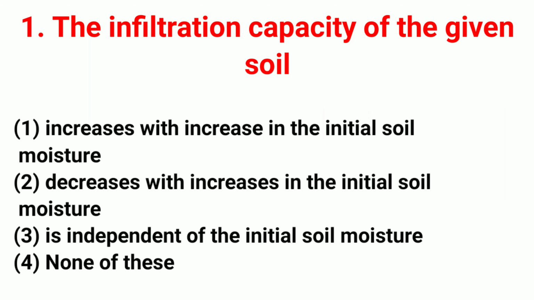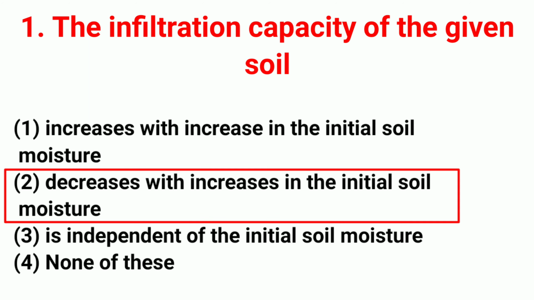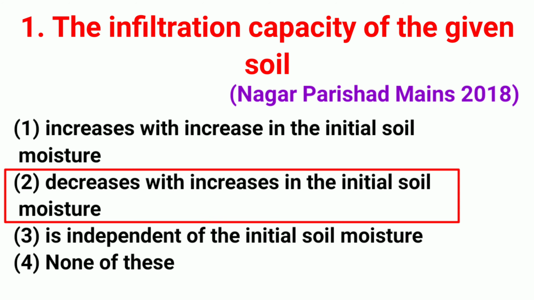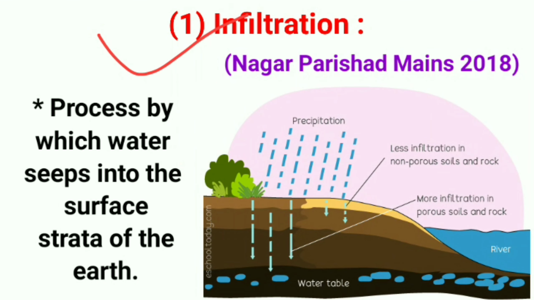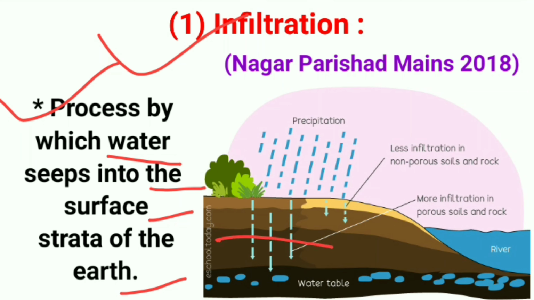The answer to the first question is option 2, decreases with increase in the initial soil moisture. Infiltration is the process by which water seeps into the surface strata of the earth. Infiltration is the process by which water on the ground surface enters the soil. It is commonly used in both hydrology and soil science.